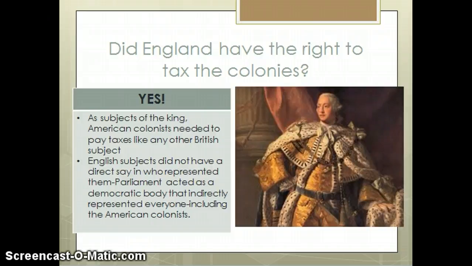English subjects did not have a direct say in who represented them, because Parliament acted as a democratic body that indirectly represented everyone, so not all English citizens were directly electing their parliamentary representation. And people thought, well, why would it happen in America if it's not even happening in England? So England felt like they had every right to tax and to get their fair share to keep the government in the colonies above water.